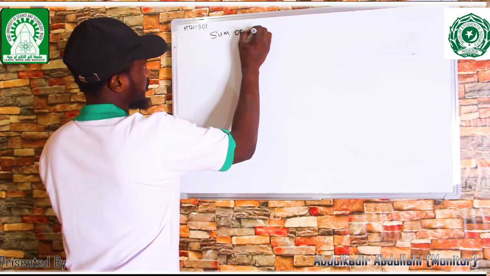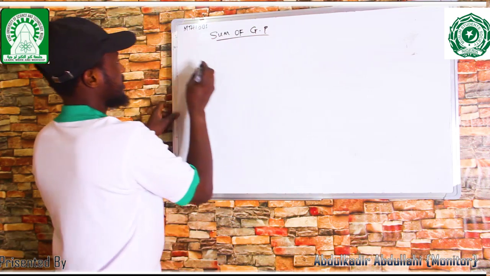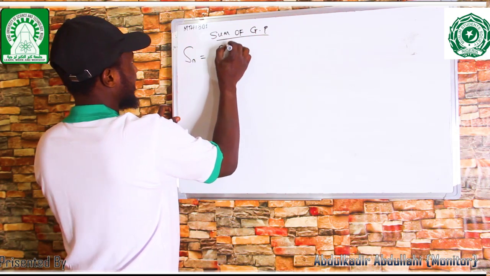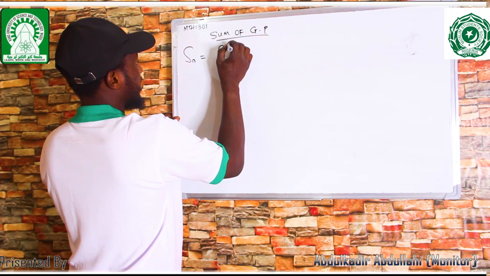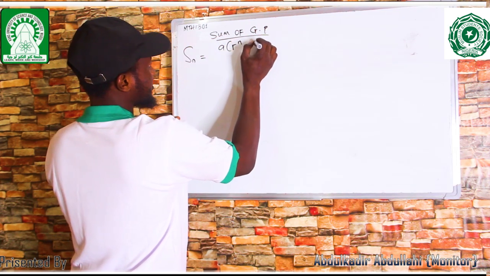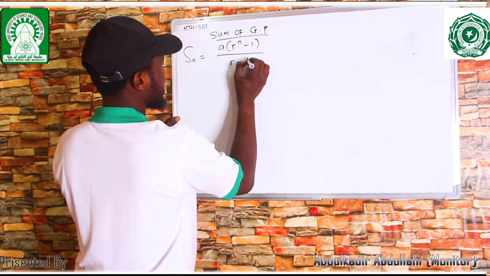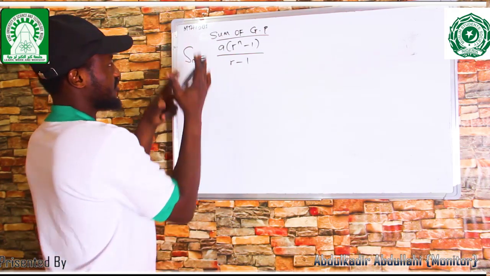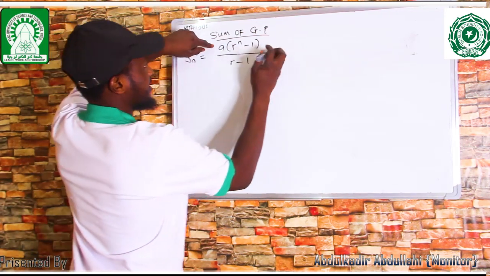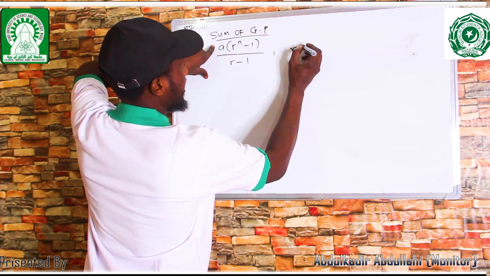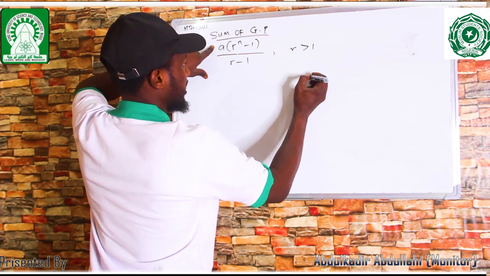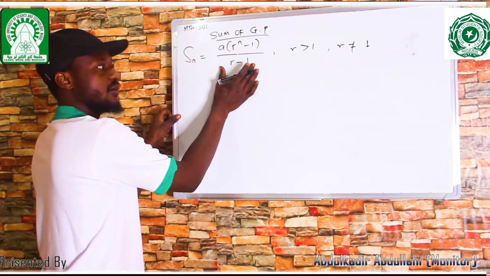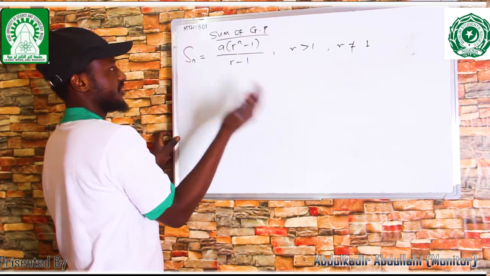Sum of geometric progression. The sum, which is given as Sn, is equal to A into R power n minus 1 over R minus 1. But it is categorized into two. That is, the formula is given in two forms. In the case where R is greater than 1, but R is not equal to 1. If R is equal to 1, it will be undefined, and we don't have a solution for undefined.